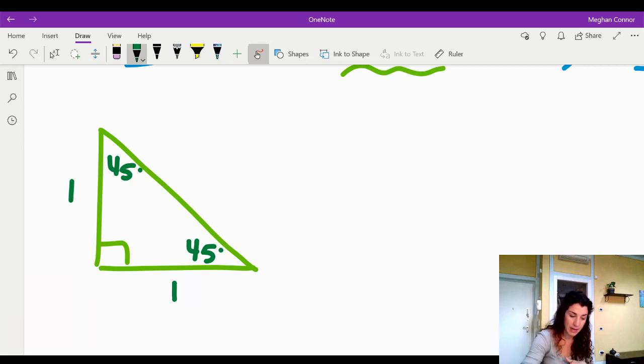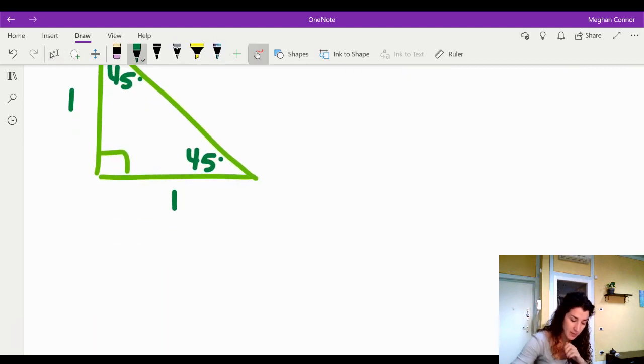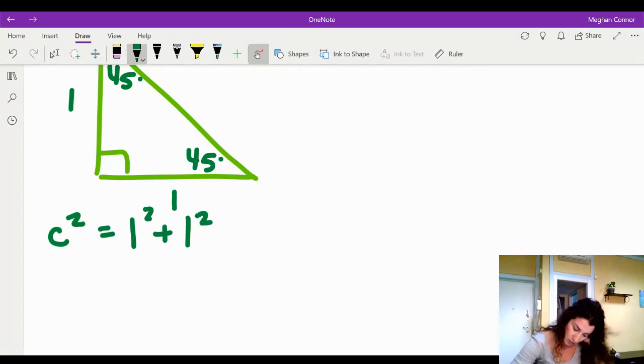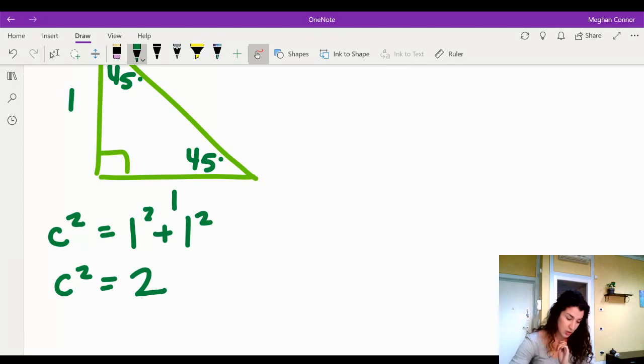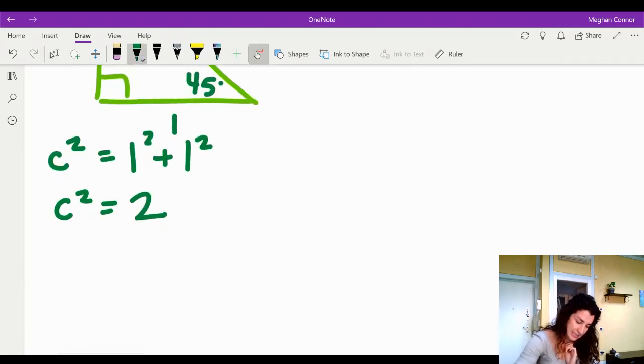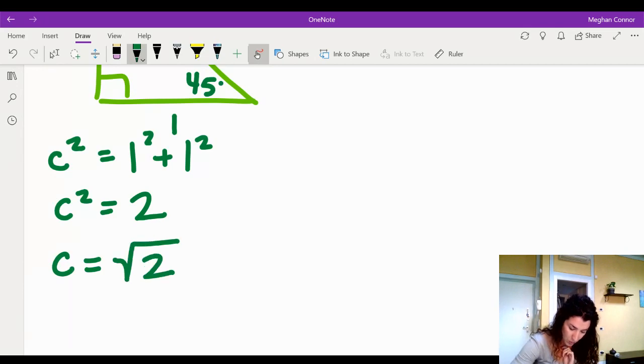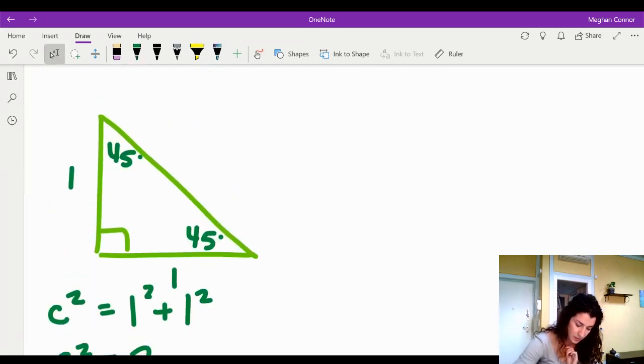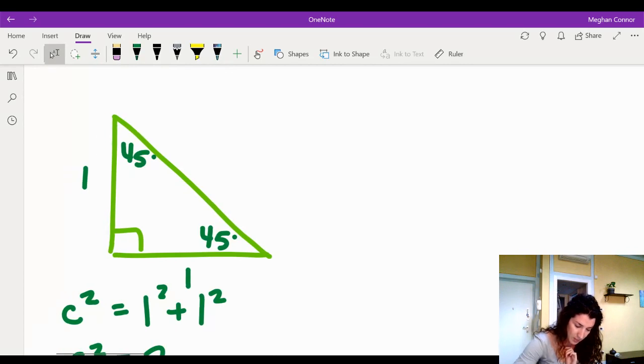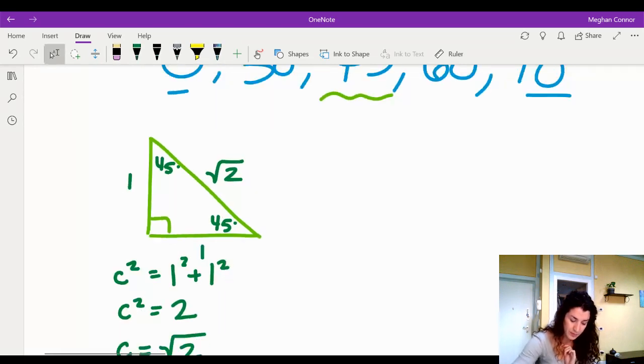How I would solve for the hypotenuse is my Pythagorean theorem. C squared, my hypotenuse, is 1 squared plus 1 squared. So C squared equals 1 plus 1, which is 2, which means that C is equal to the square root of 2. So I'll go back up here and relabel it as the square root of 2.